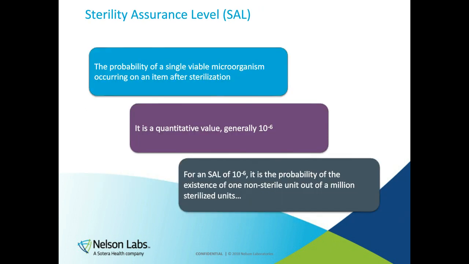Sterility assurance level. Sterility assurance level is the probability of a single viable microorganism occurring on a product or on an item after sterilization. It is a quantitative value, and generally we're talking 10⁻⁶. In some cases, there are allowances for 10⁻³ for some special products, but typically what we are looking for is 10⁻⁶. For an SAL of 10⁻⁶, in general terms, it is the probability of the existence of 1 non-sterile unit out of 1 million units sterilized. Again, adding a very high safety margin.